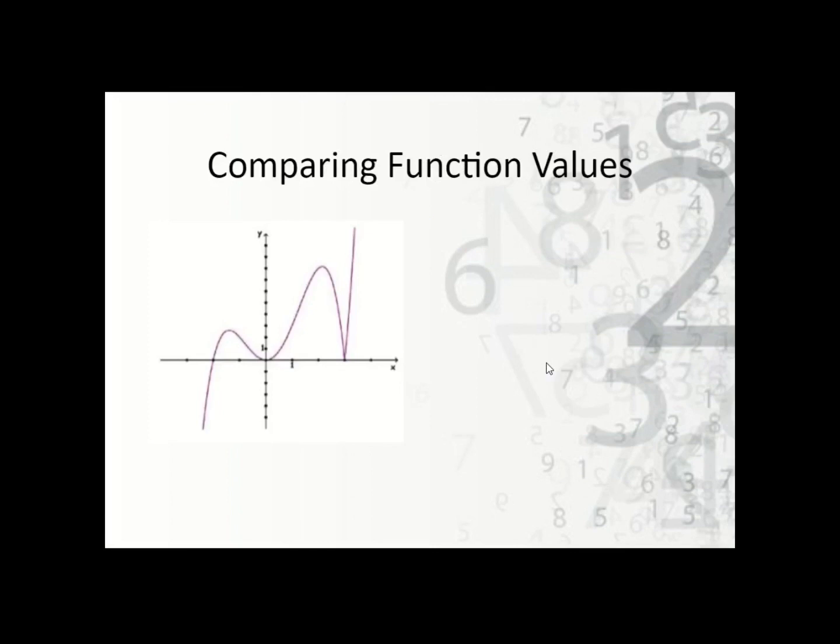Now let's take a look at how we can compare function values. This question says, is h(1) greater than h(2)? If we find where x is 1, which is here, is that greater than when it's 2, which is here? Well, we can see that this spot is higher, so that is not true. So no, h(1) is less than h(2).